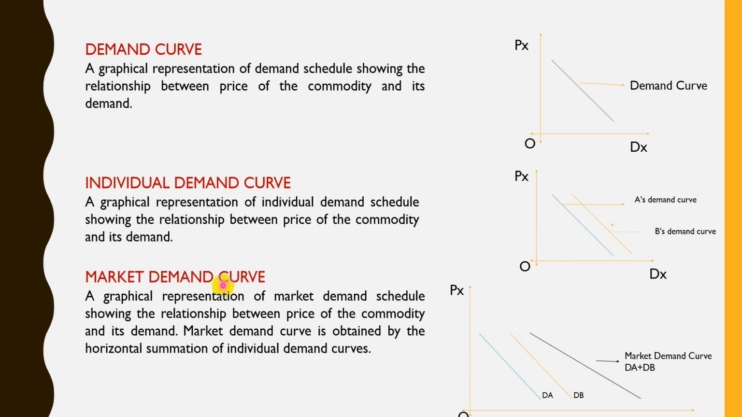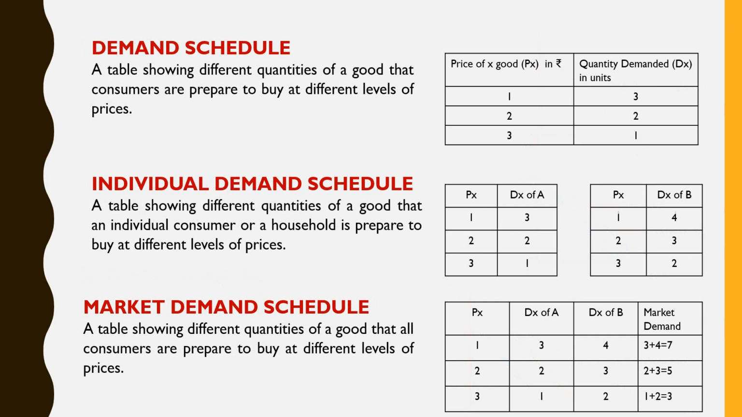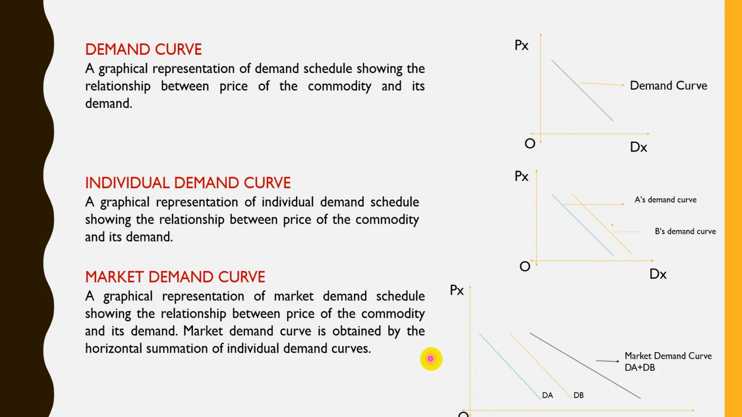Now market demand curve. A graphical representation of market demand schedule showing the relationship between price of the commodity and its demand. Market demand curve is obtained by the horizontal summation of individual demand curves. When you plot price and market demand, we'll get the market demand curve. This is the market demand curve, and these are the individual demand curves, and their horizontal summation is the market demand curve.